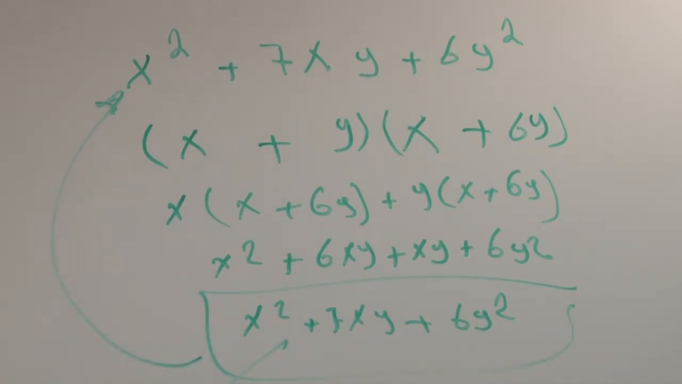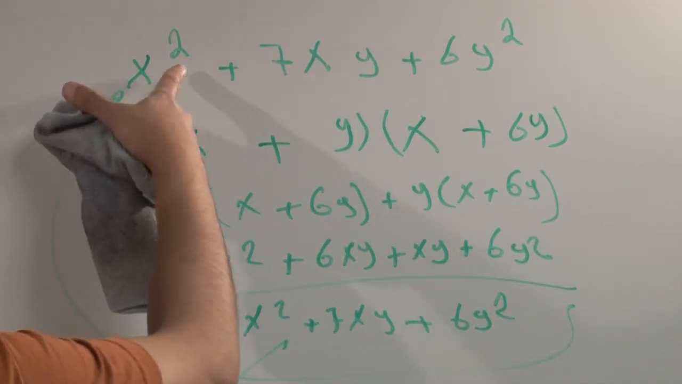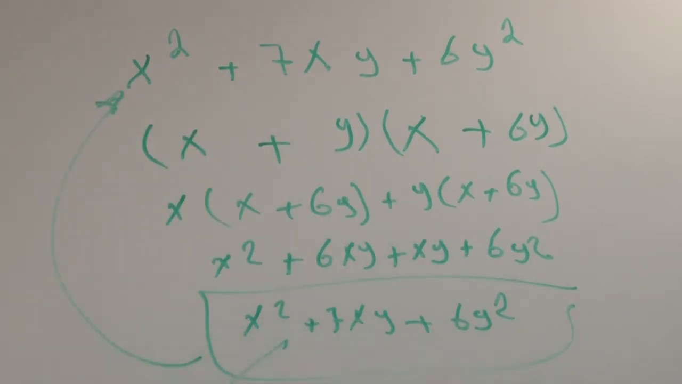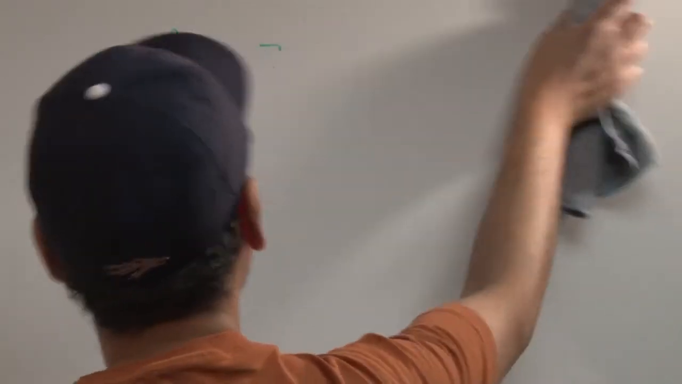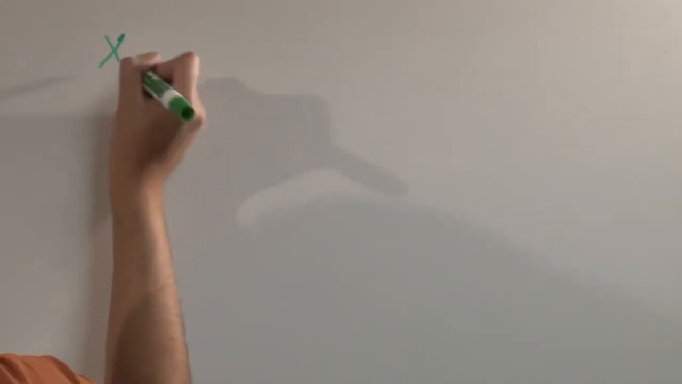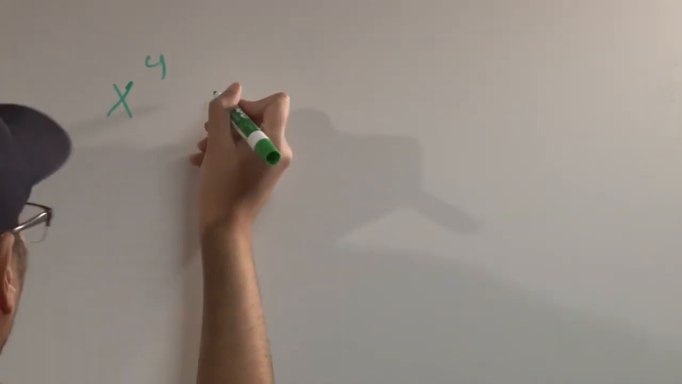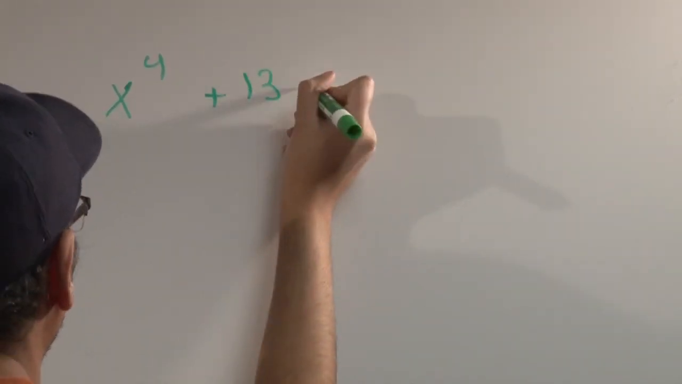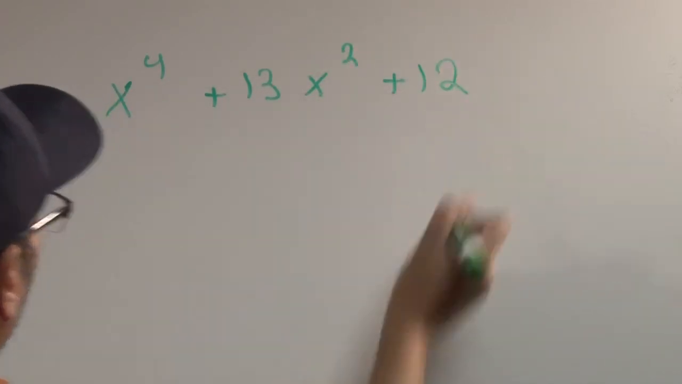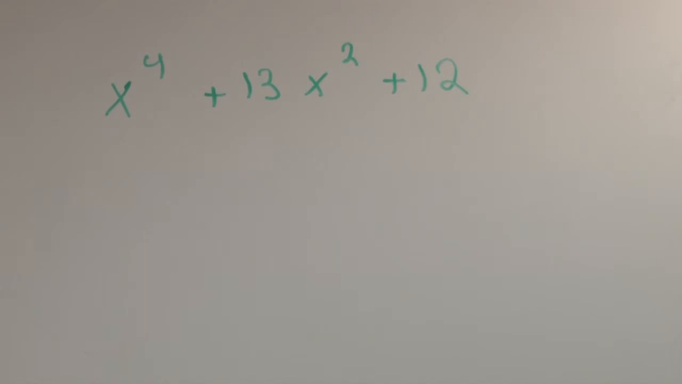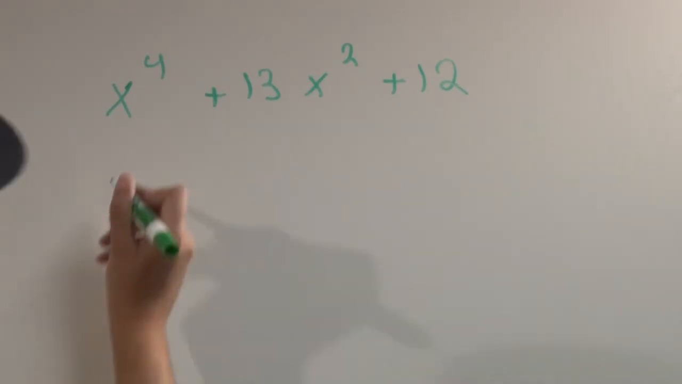One more example and a new idea this time. What I have learned is the power here is 2. What if the power is different than 2? So let me see this. x to the power of 4 plus 13x squared plus 12. Don't be scared again.